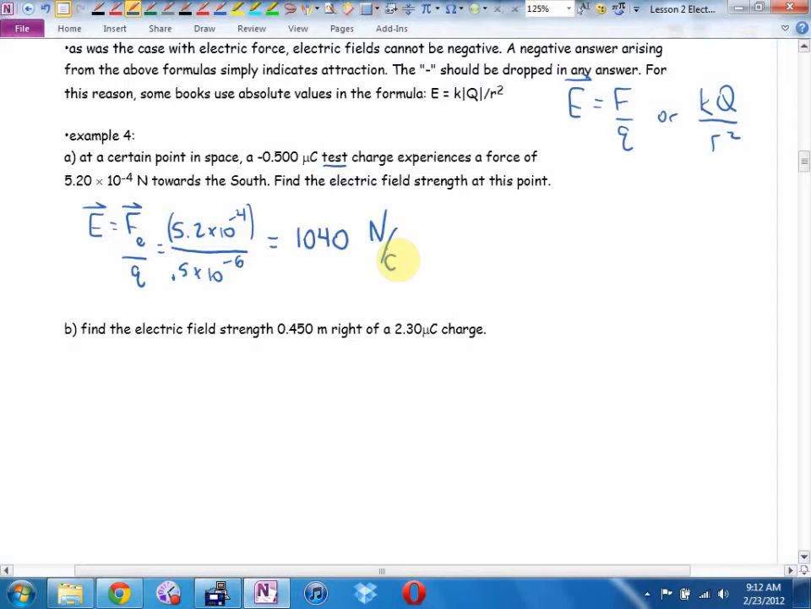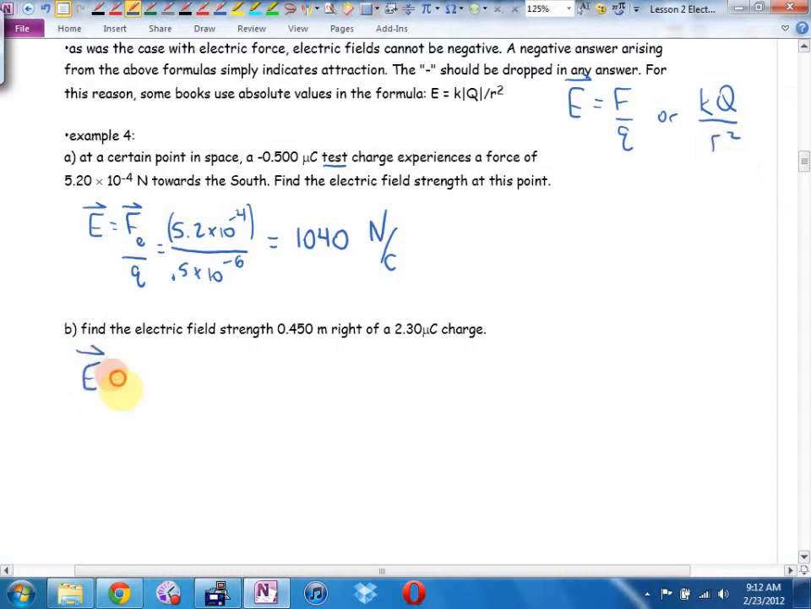B says, find the electric field strength 0.45 meters to the right of a 2.3 microcoulomb charge. Here they've told us the charge, and they've told us how far away we are. That's how I know I'm going to use this definition of electric field, because they gave me a distance, meters. It's important to know which one to use, otherwise you're just going to sit there and drool.